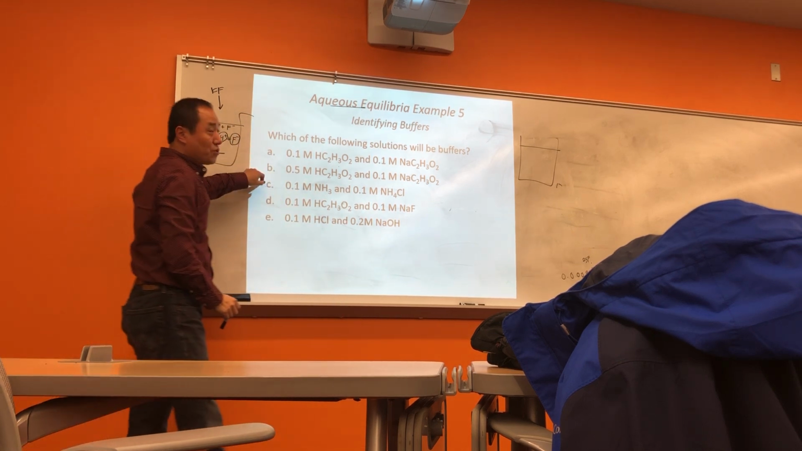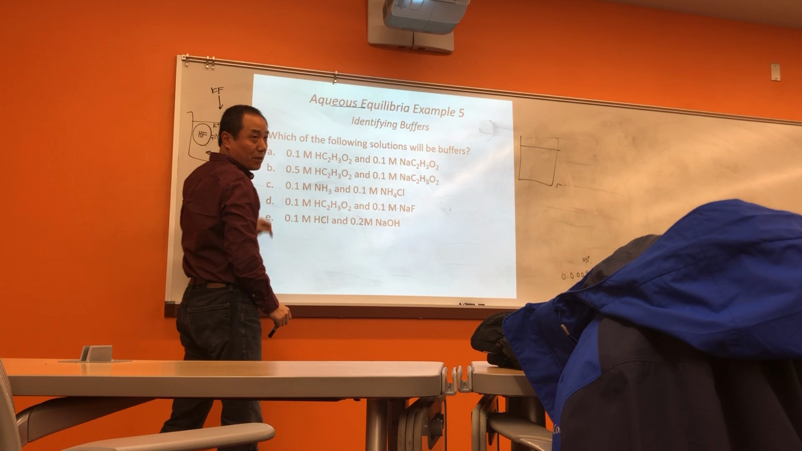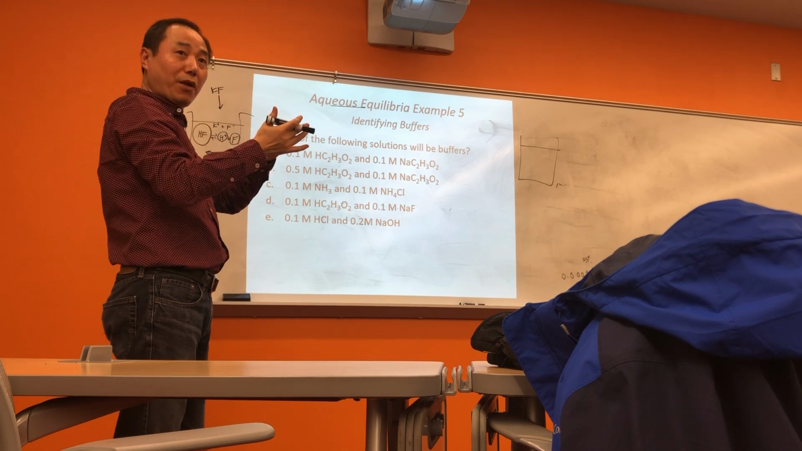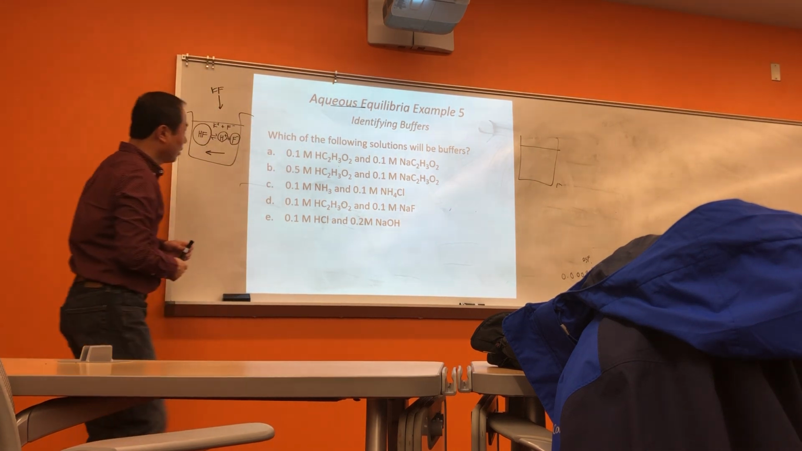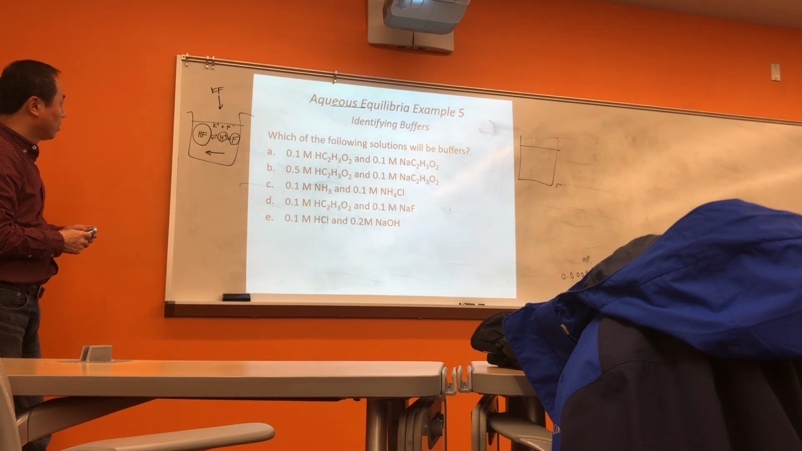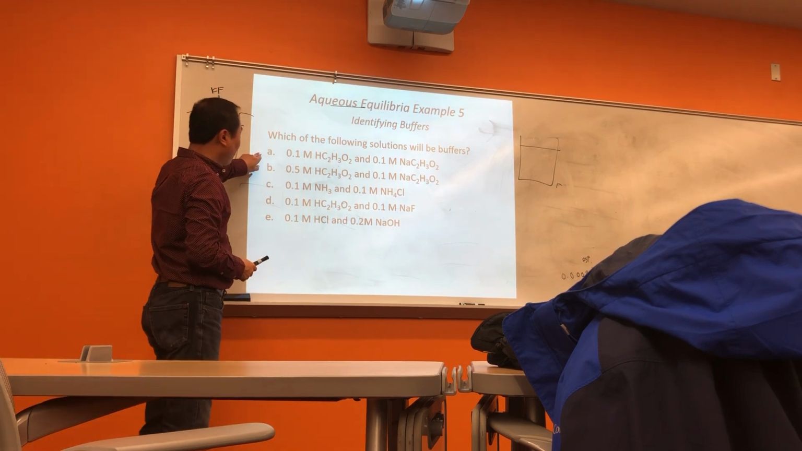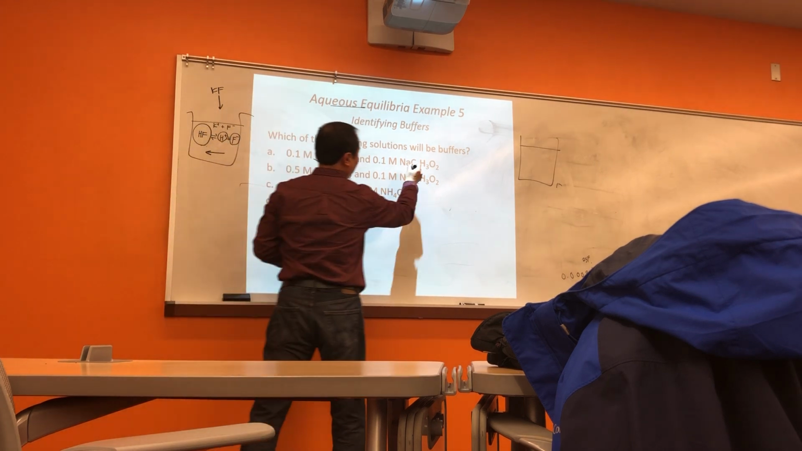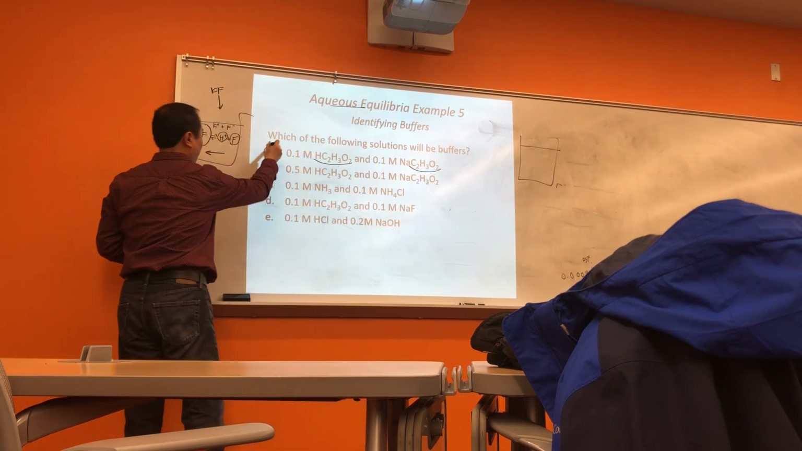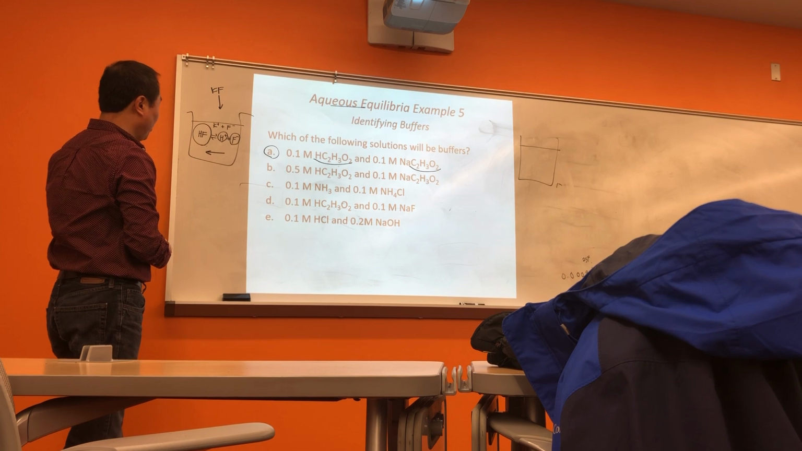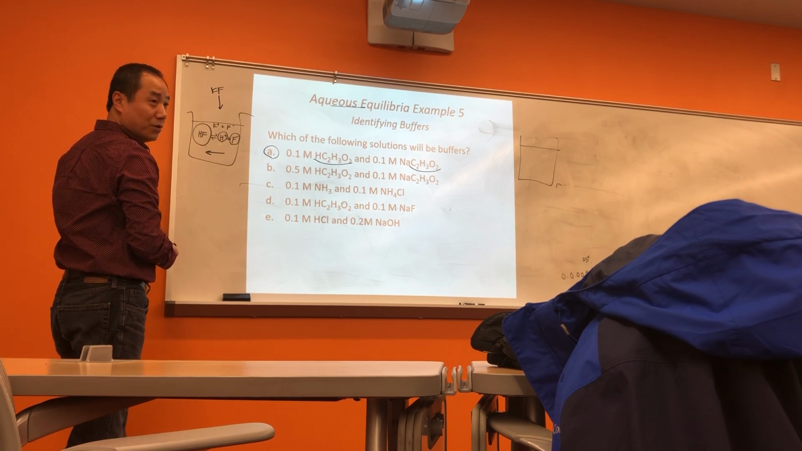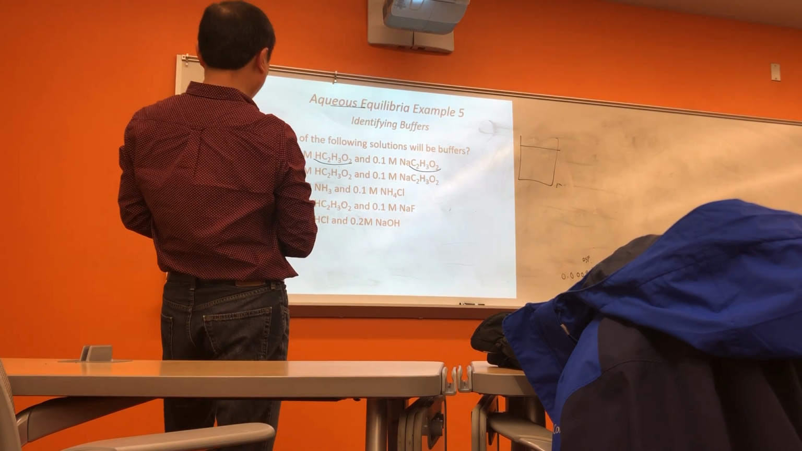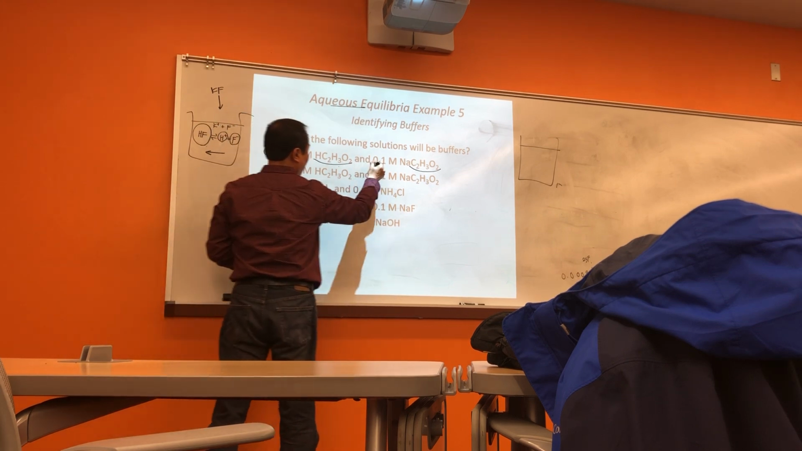So now, in which case will you make a buffer? The condition is you have to have either a weak acid or a weak base, and at the same time the conjugate pair of that. So which one is a buffer system? A is a buffer, because you have a weak acid and its conjugate base. Is B a buffer? No? What's the difference between A and B? Everything is the same except now this number is equal.